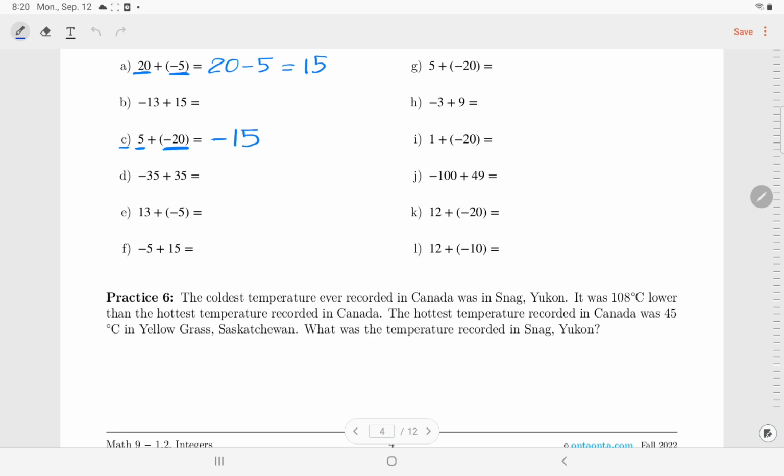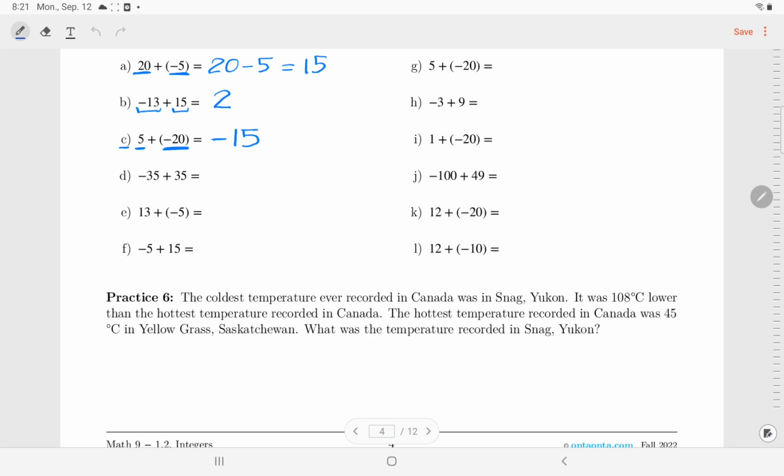So when adding a positive and negative integer, you can simply figure out which integer has a larger value, positive or negative. This will determine the sign, and then simply subtract the integers. So we have negative 13 and positive 15. We see that 15 is larger than 13. So positive is larger than negative. The answer is positive. 15 minus 13 is positive 2.